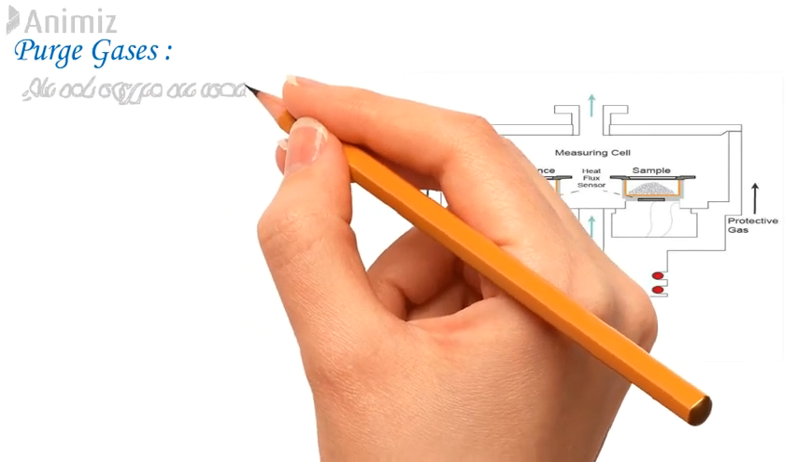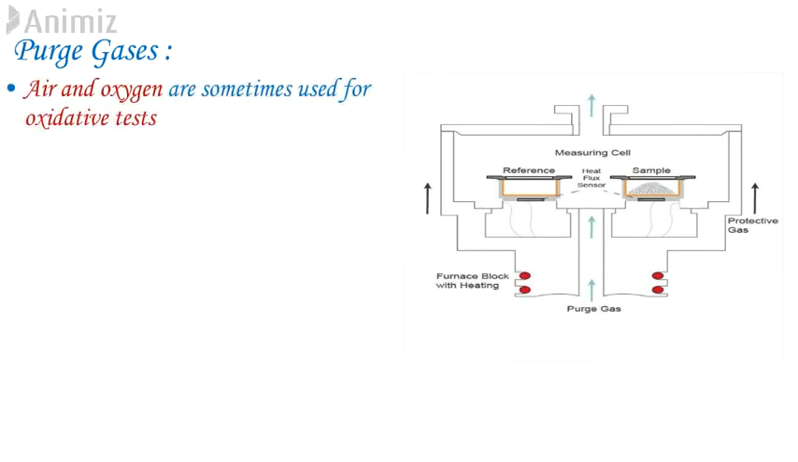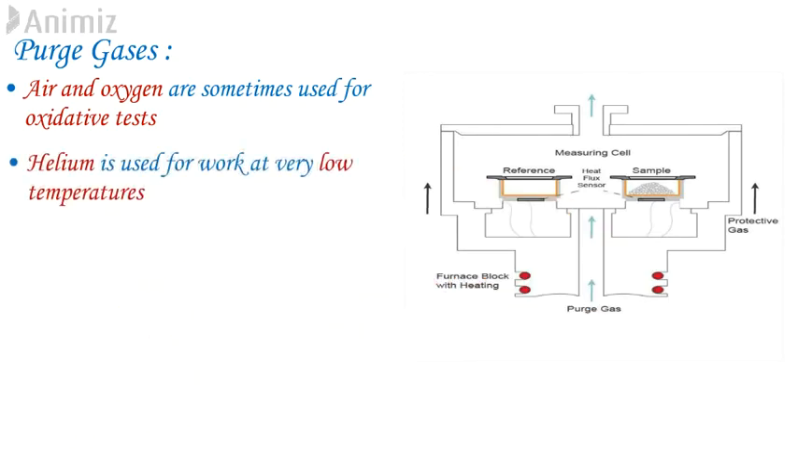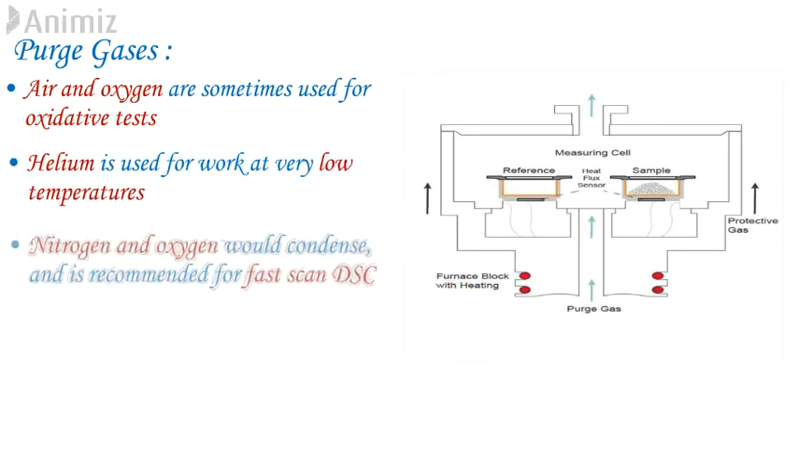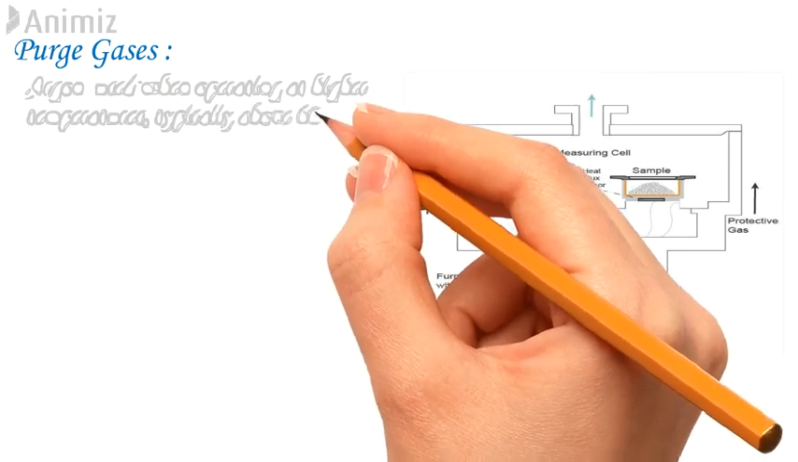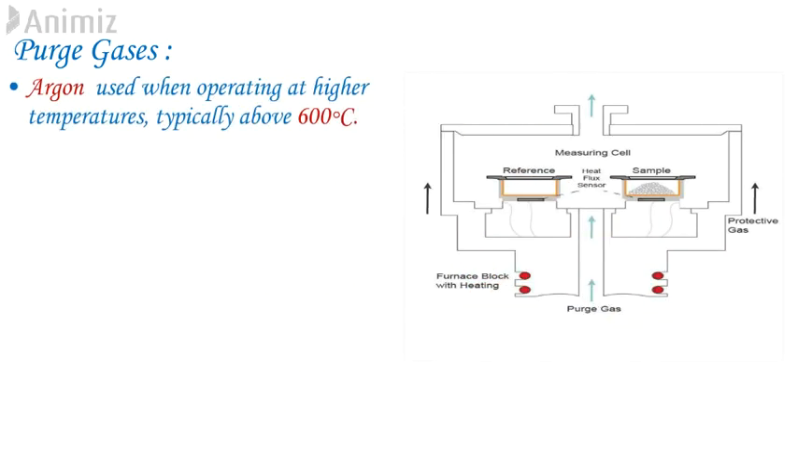Air and oxygen are sometimes used for oxidative tests, such as oxidative induction time measurement. Helium is used for work at very low temperature, where nitrogen and oxygen would condense, and is recommended for fast scan DSC studies. Other gases, such as argon, have been used, and this can be helpful when operating at a higher temperature, typically above 600 degrees Celsius.